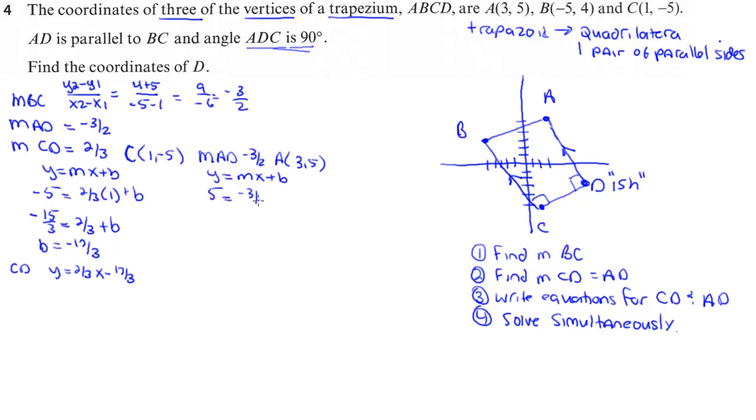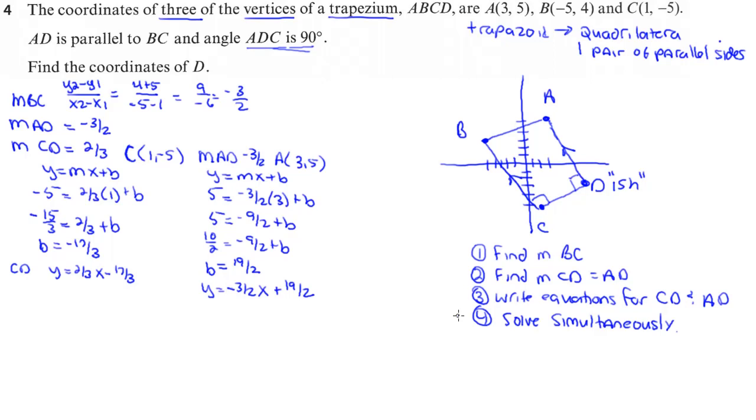Awesome. Okay, so 5 is equal to negative 3 halves times 3 plus b. I'm going to multiply this and get negative 9 halves. 5 is the same thing as 10 halves, so now when I add 9 halves to both sides, I get 19 over 2. And then I write the equation. It's going to be negative 3 halves x minus 19 over 2. I'm sorry, plus 19 over 2.